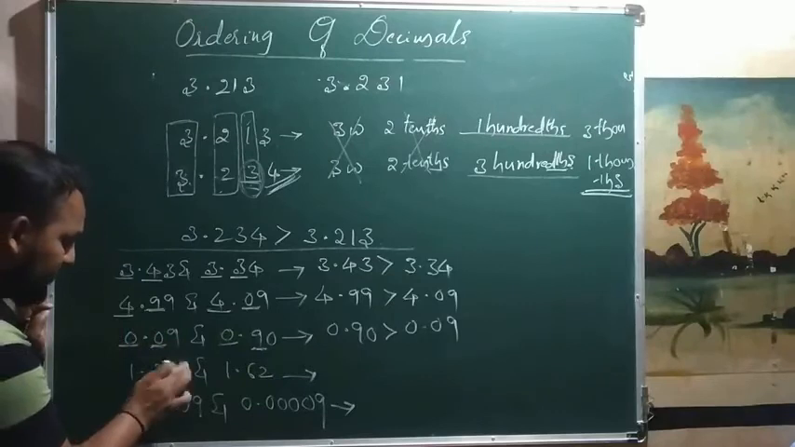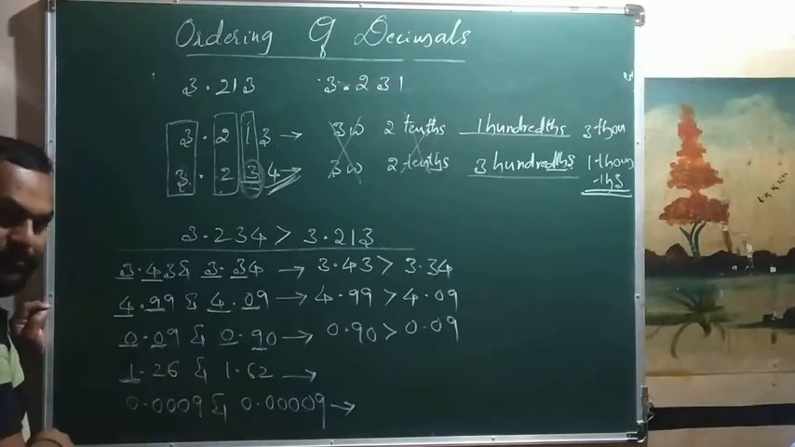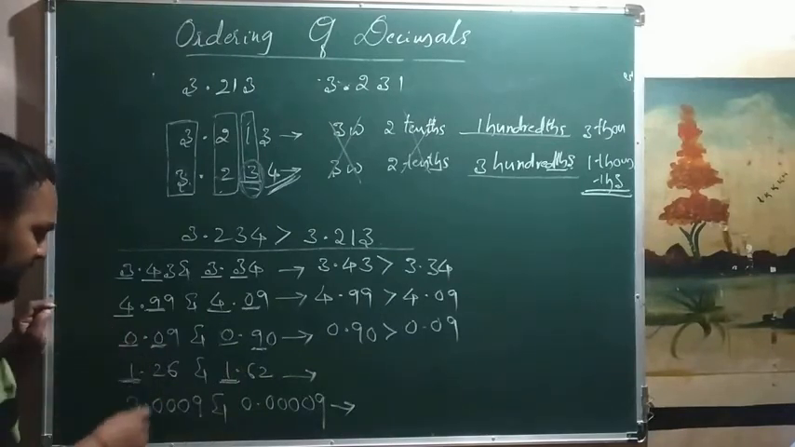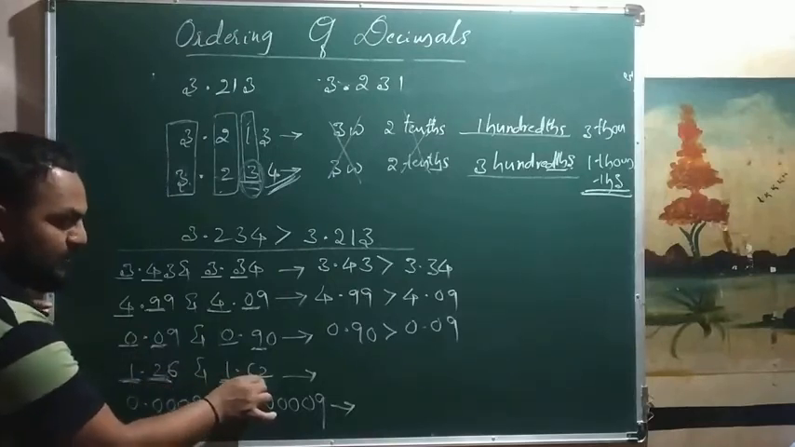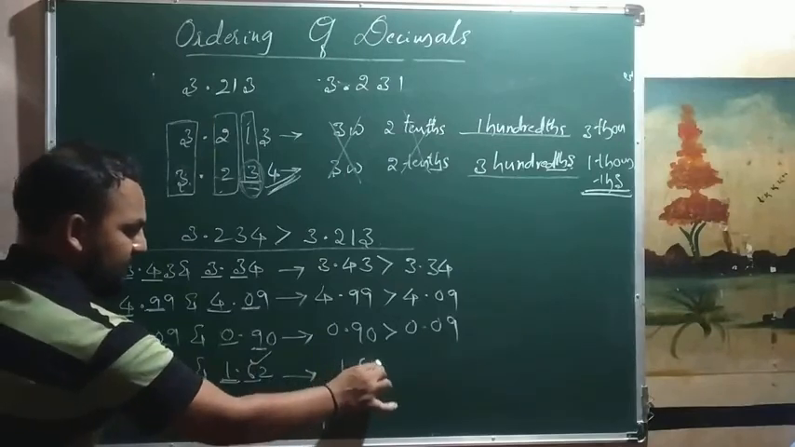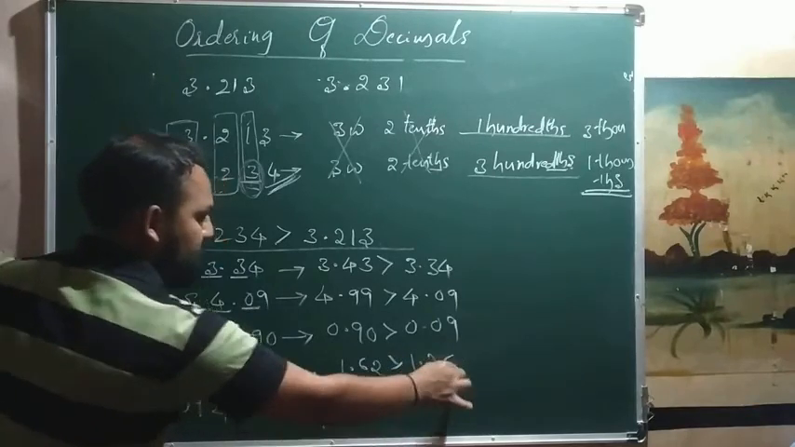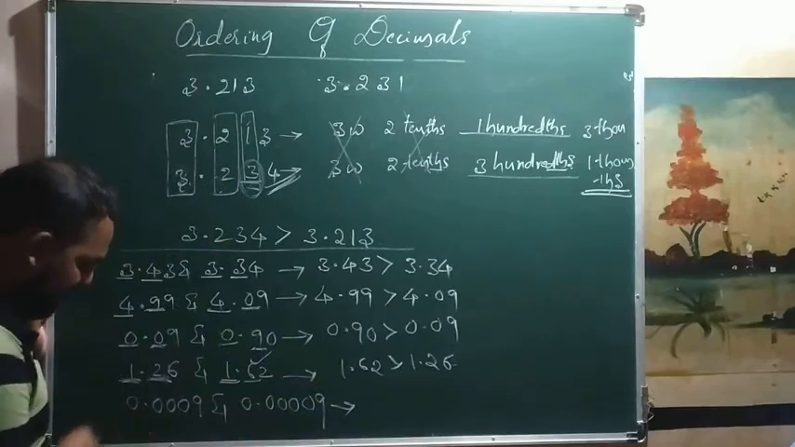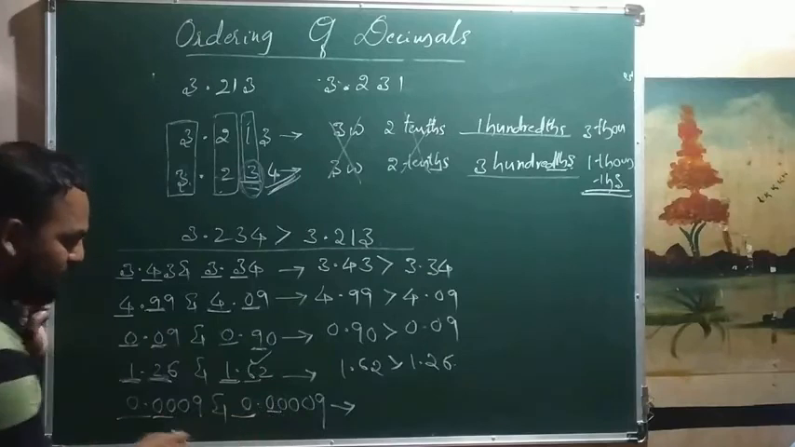Okay, here 1.26 and 1.62. The whole number portion is the same. Next, compare the tens place. Here 2 is in the tens place, here 6 is in the tens place. Which is the greater number? 6 is greater, which means 1.62 is greater than 1.26.